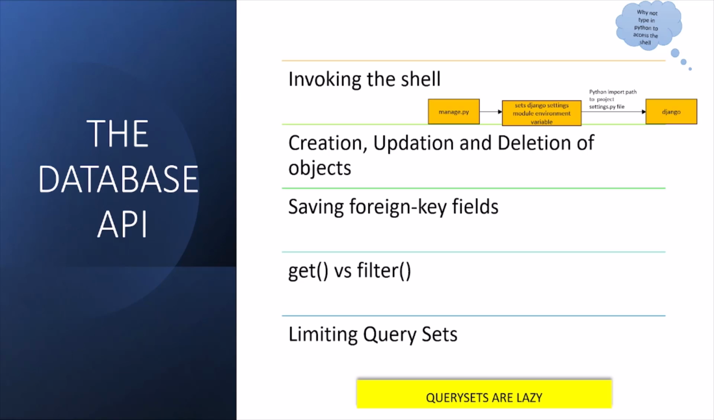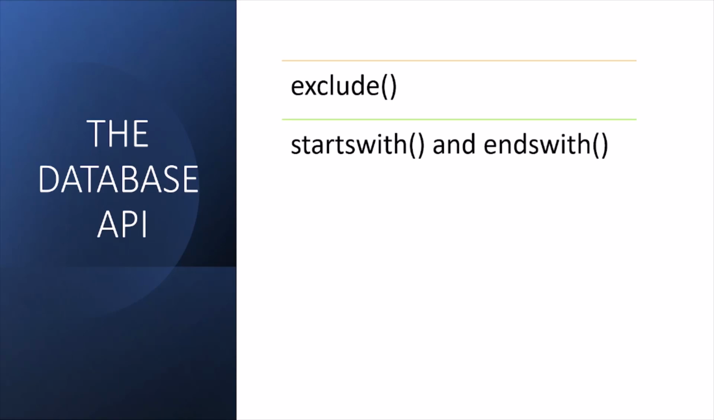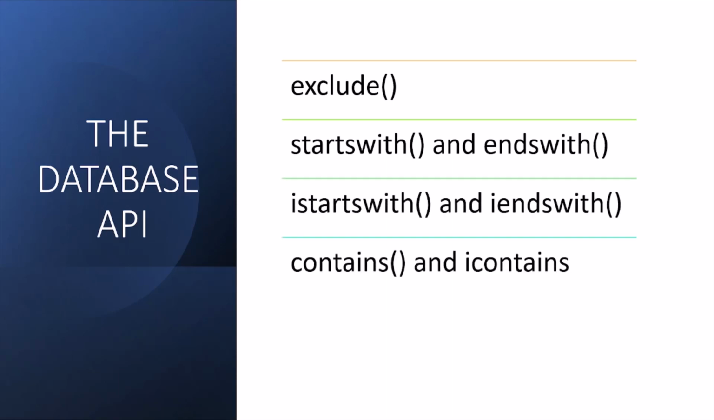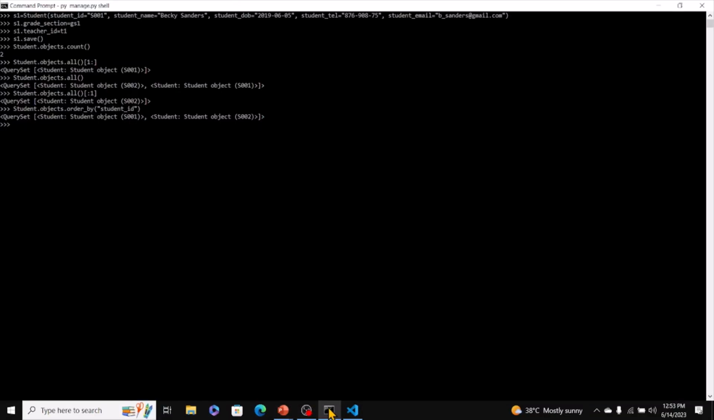Moving on now to filters, and we'll also talk about chaining filters. The filters we'll talk about are exclude, startswith and endswith, istartswith and iendswith, contains and icontains. So let's now go back to the shell. Right, for this to make sense, we'll add another student and assign the student to one of the existing teachers. Now we should have 3 student objects. Let's use the exclude filter.